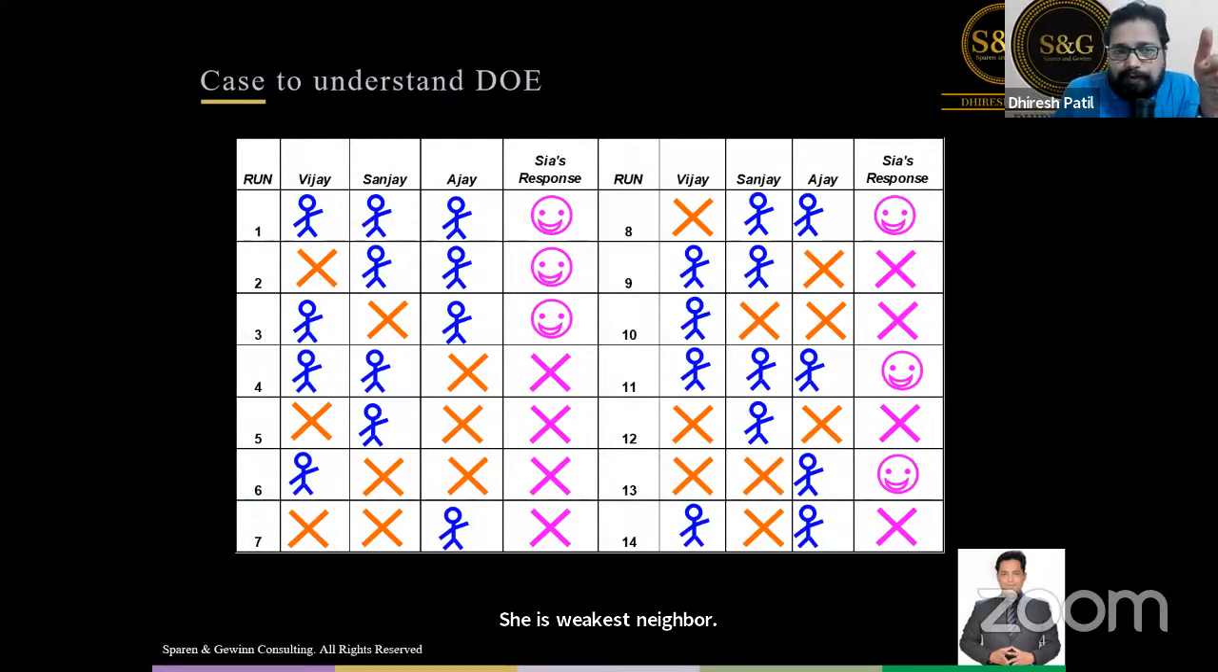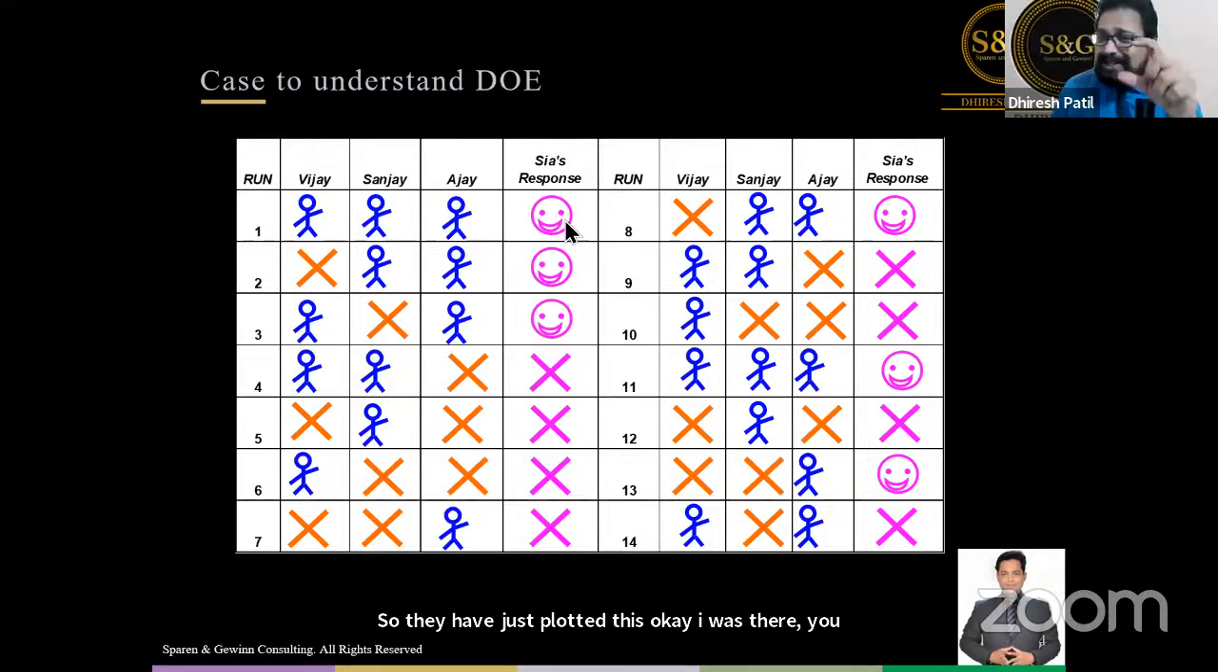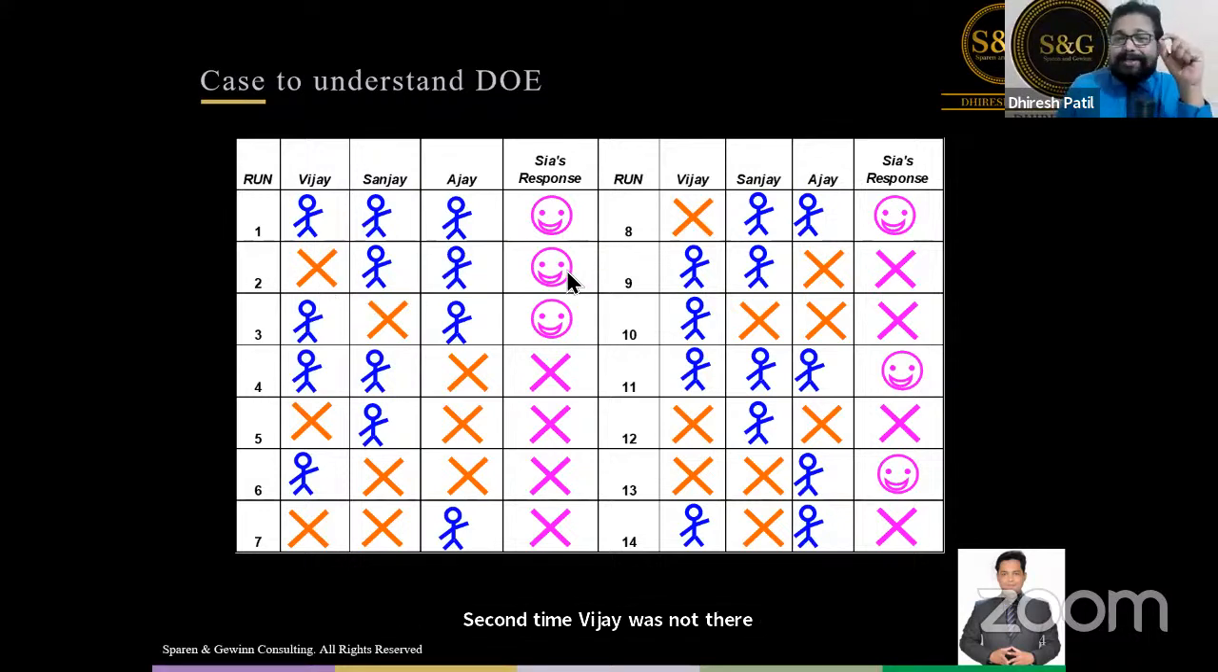Now, when these three people are there, in the first case, Sia is responding. Sia is smiling. So they have just plotted this. I was there, Vijay is there, Sanjay is there, Ajay is there, and Sia is smiling. Second time, Vijay was not there. Sanjay and Ajay were there. Still Sia smiled. Third day, so they put in all permutation and combination experiments.